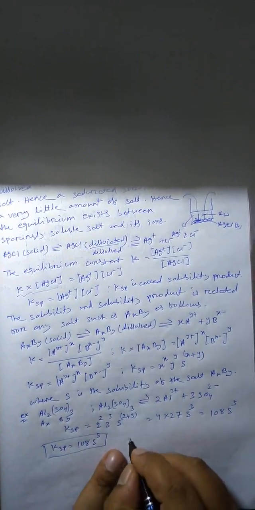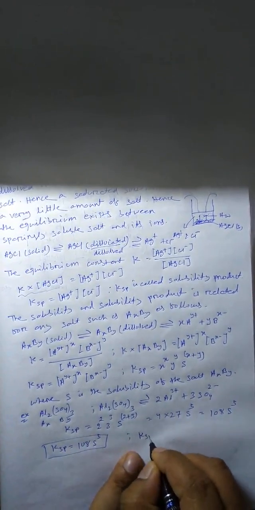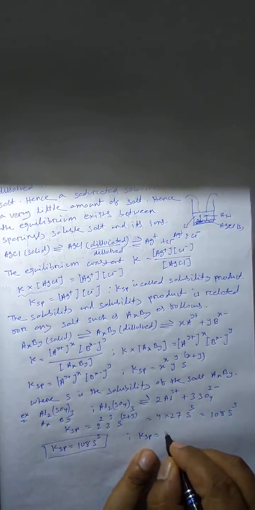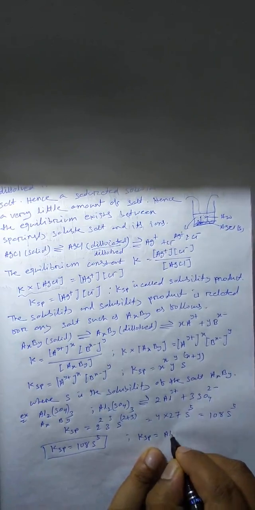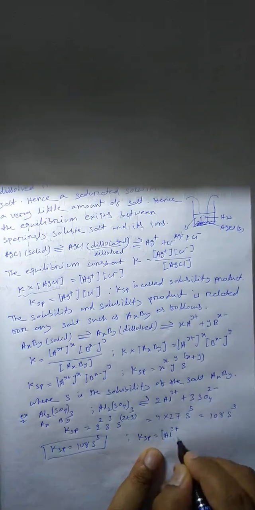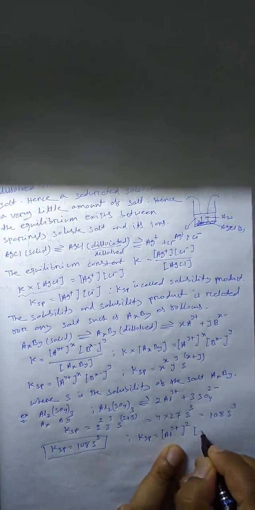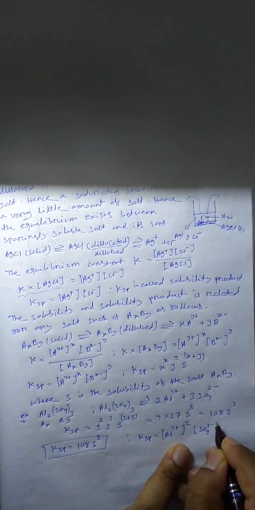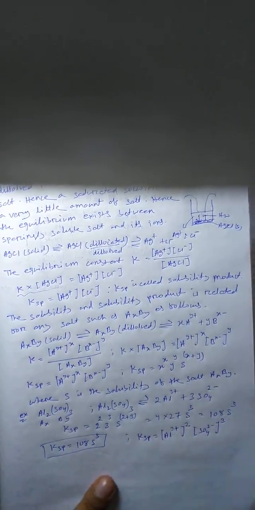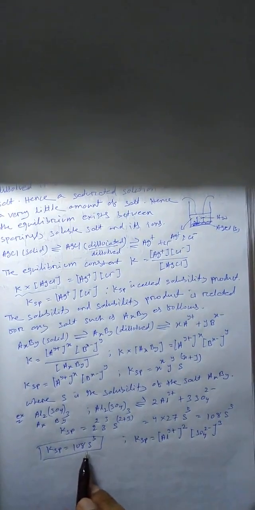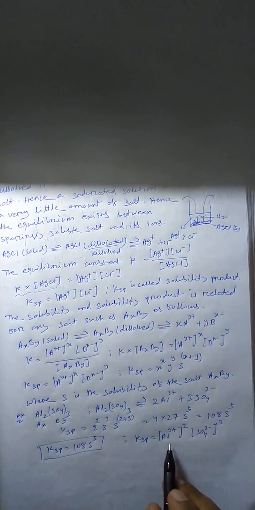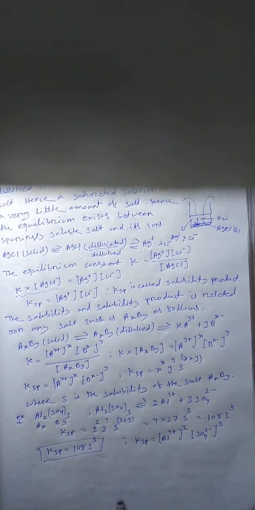If anyone asks only what the solubility product is, the solubility product is the product of the concentration of the ions. That means Al3 plus to the power 2 into SO4 2 minus to the power 3. This is called the solubility product, and the other is the solubility product and solubility relationship. This is only the solubility product. From the equilibrium constant you can find it out. How do you determine it?